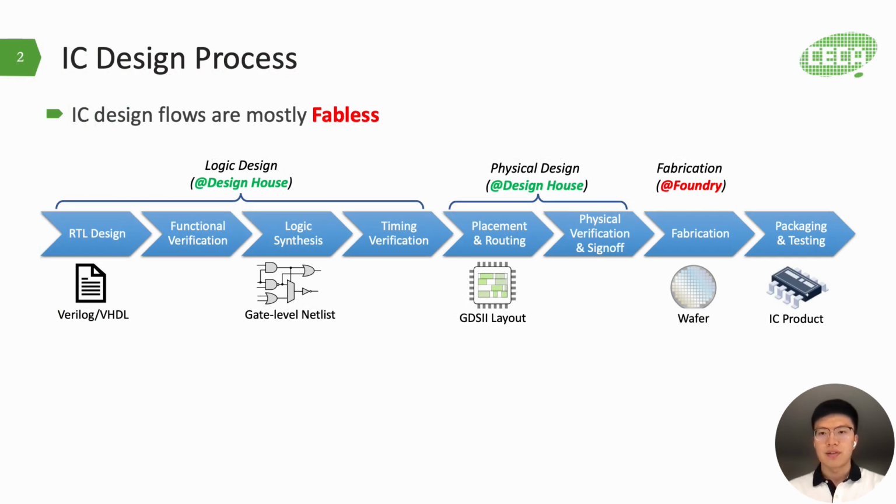Nowadays, IC design flows are mostly fabless. The mask production and chip fabrication are largely outsourced. Fully in-house supply chains can hardly be found. Here you can see a typical IC production process. The chip designers finish logic design and physical design in-house and then send the GDS2 layout to the external foundries, which is called tape-out.